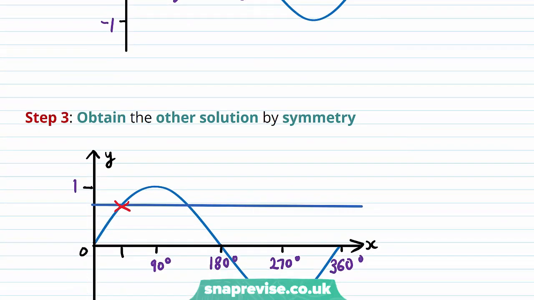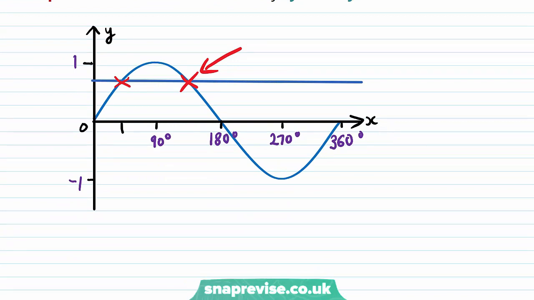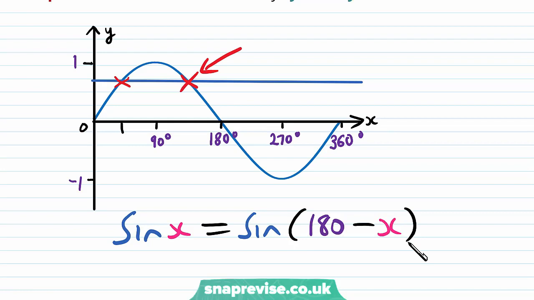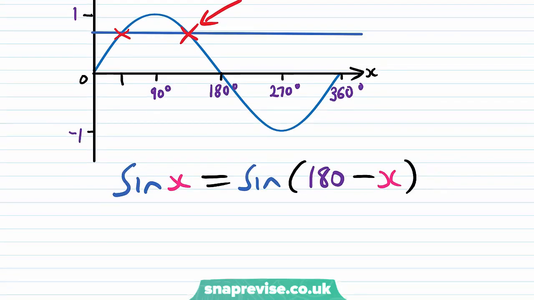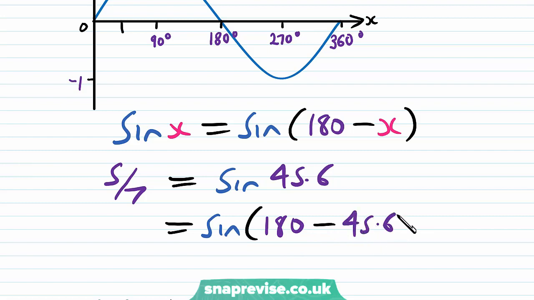And so our third step is to obtain the other solution by symmetry. Our second solution occurs here. This is the solution we'd like to find. We have the symmetrical equation sine of x is equal to sine of 180 minus x. And therefore, since 5 over 7 is equal to the sine of 45.6, using our symmetry equation, this is equal to the sine of 180 minus 45.6.